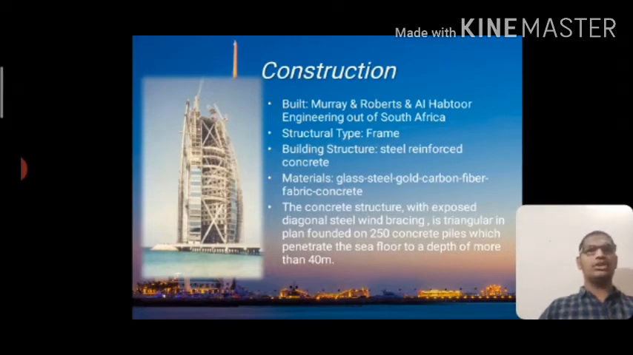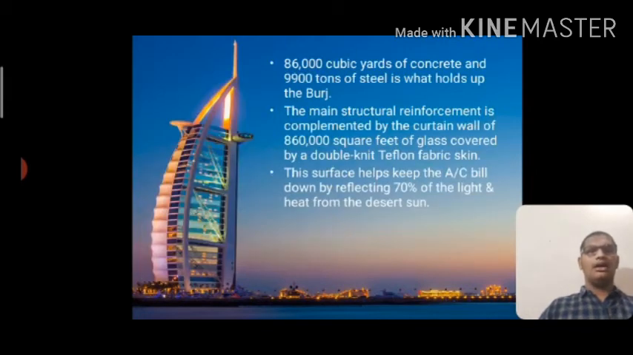As we know, this hotel is built inside the sea, so we need a strong foundation for building this hotel. 86,000 cubic yards of concrete and 9,900 tons of steel were used in the construction of the hotel. The main structural reinforcement is complemented by the curtain walls of 860,000 square feet of glass covered by double-knit Teflon fabric skin.